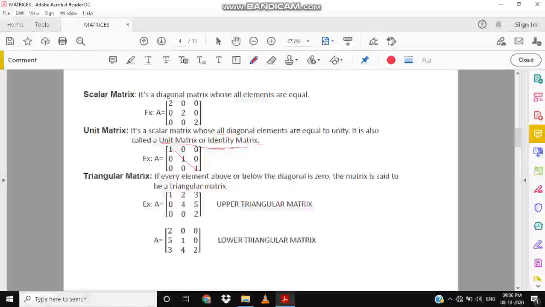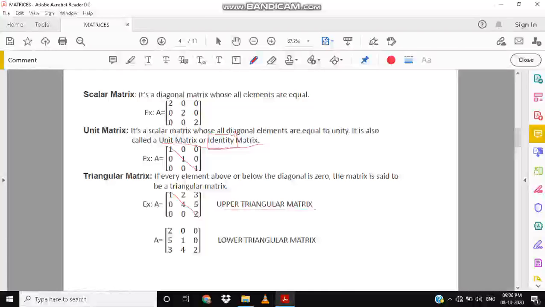It is also known as identity matrix. Okay. Then finally we come to triangular matrix. What is triangular matrix? If every element above or below the diagonal is 0, the matrix is said to be a triangular one. You see, this is your diagonal position. All the elements above this diagonal position are containing numbers. So this kind of matrix is known as upper triangular matrix.